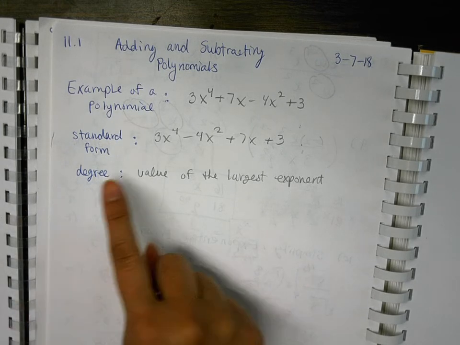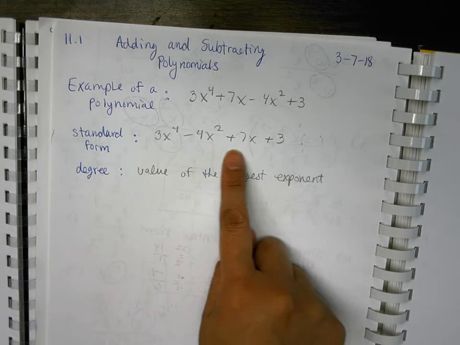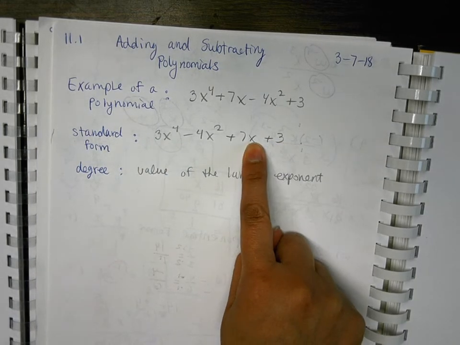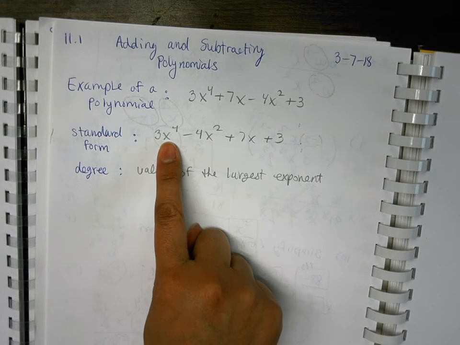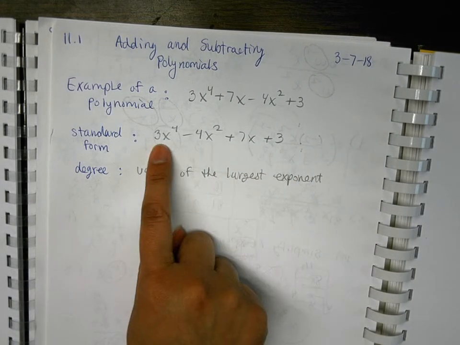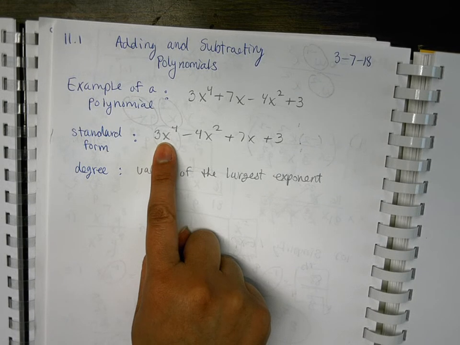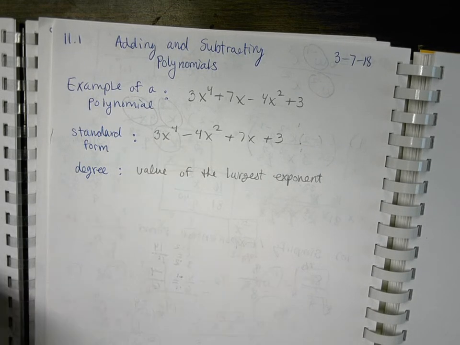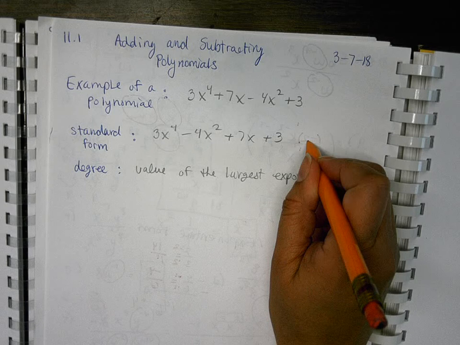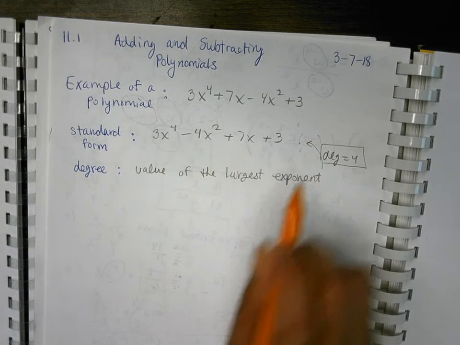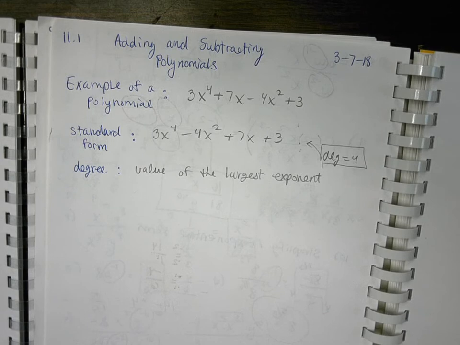All right, so what is the value? Okay, I have exponents here. This one has x to the 0. This has x to the 1, x to the second, and x to the fourth. Which one's the largest here? This one has the largest exponent. What's the value of that largest exponent? 4. So up here you would say the degree is 4. Okay, degree is what? The value of the largest exponent.